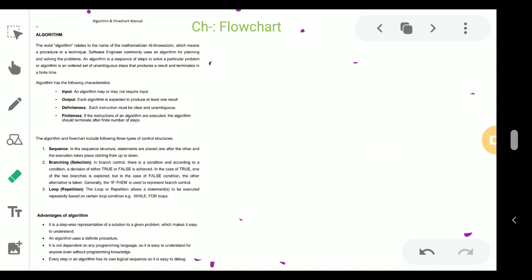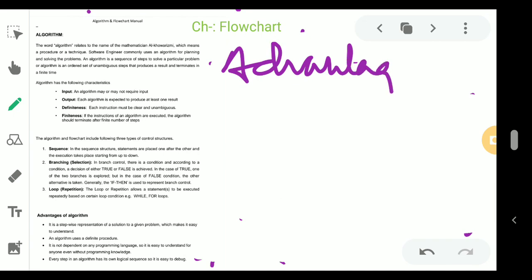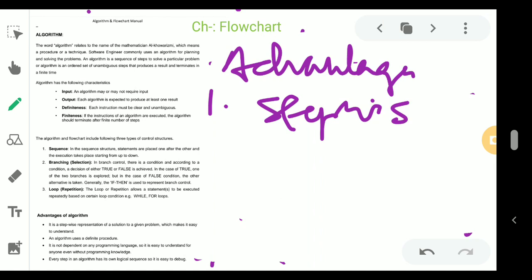Now we are moving to the topic of advantages. What advantages are we getting? It is a stepwise representation of a solution, which makes it very easy. Number 1, it is a stepwise approach.